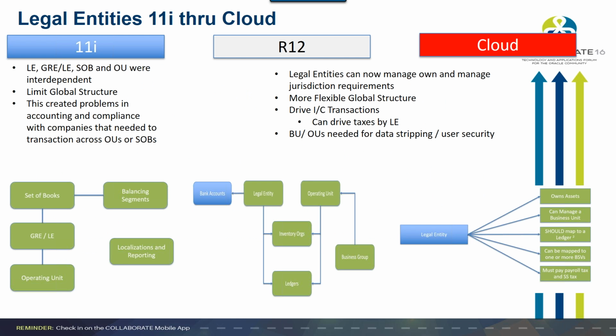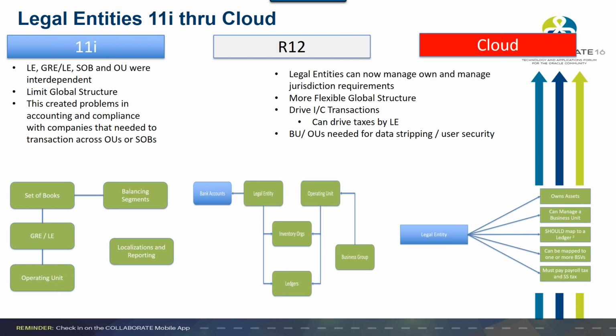So this is a snapshot of the difference in legal entities 11i through cloud. In 11i, legal entities, the operating unit and set of books were interdependent. It did limit your structure. So the main thing that came from that was if you had a complex EMEA structure, the usual structure was 1 to 1 to 1, meaning you would have one legal entity, one operating unit, and one ledger. This was a simplistic operation and made implementations a little easier, but it did limit your localization and statutory reporting.